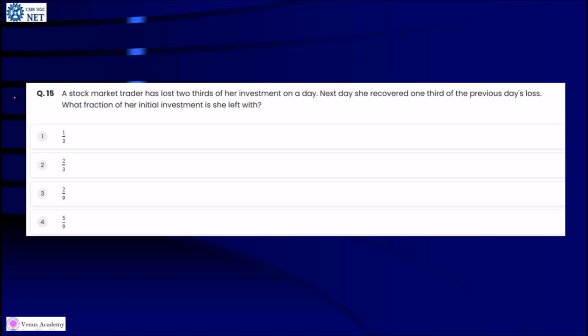Next. Question number 15. A stock market trader has lost 2/3 of her investment on a day. Next day, she recovered 1/3 of the previous day's loss. What fraction of her initial investment is she left with? Option number 4 is the correct option, students. 5/9. Next.